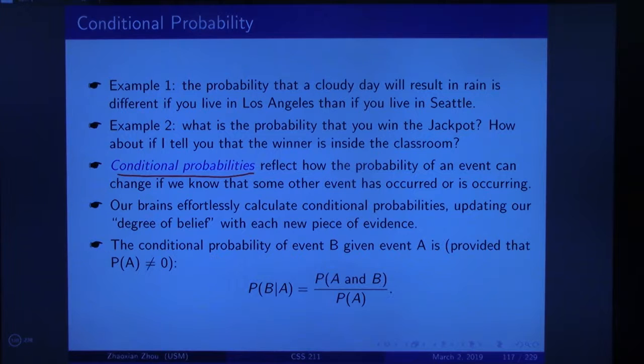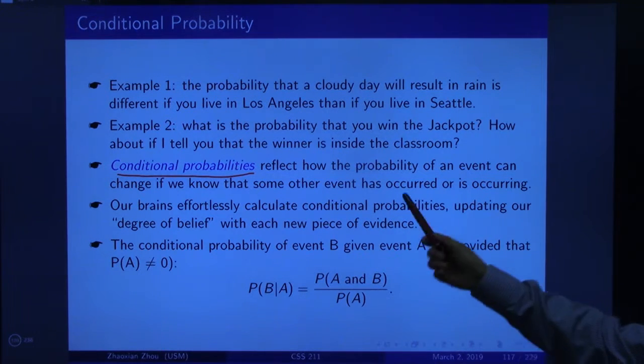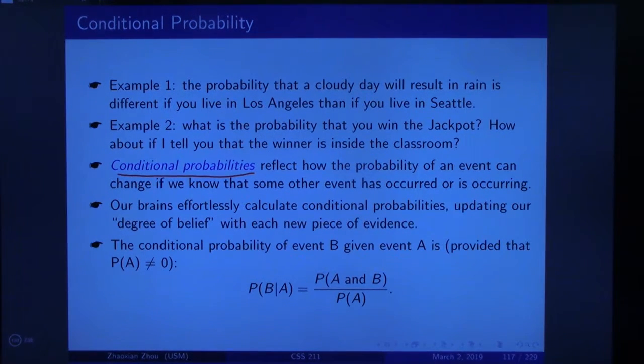Our brains effortlessly calculate the conditional probability, updating our degree of belief with each new piece of evidence. For example, another one asks you, what is the probability for you to pass my class? You may have some answer. Now, if I tell you additional information, I'm famous for giving all students A, then you may change your answer, right? Or if I tell you I'm famous for failing every student, then your answer definitely will be changed also. So that is also the situation of conditional probability.